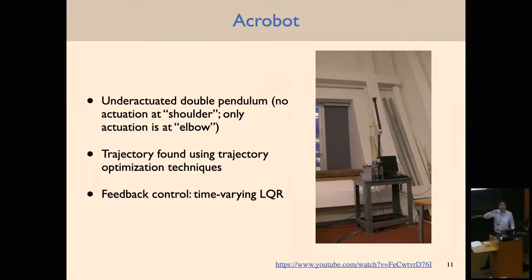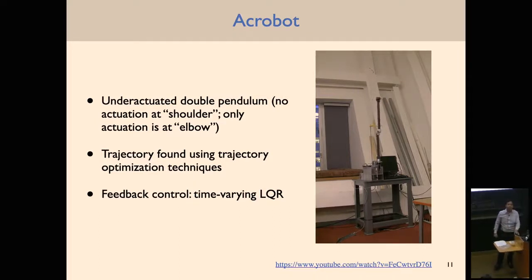This is an underactuated double pendulum, also called an acrobot. The interesting thing about this system is that it has 2 degrees of freedom. There's a shoulder joint and an elbow joint. But there's only one actuator. There's a single motor at the elbow joint and no actuation at the shoulder joint. The goal here is to do what's being shown in the video. Using the single motor, you swing up the pendulum and try to balance it at the top.